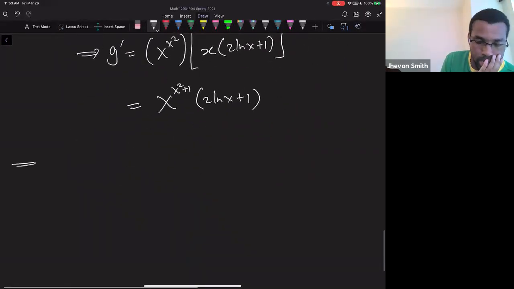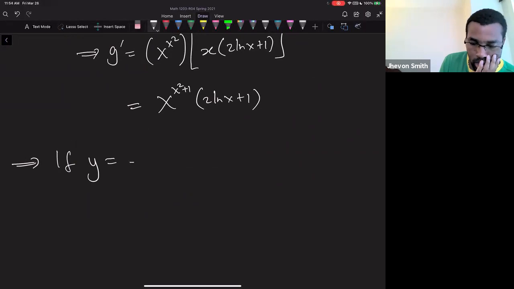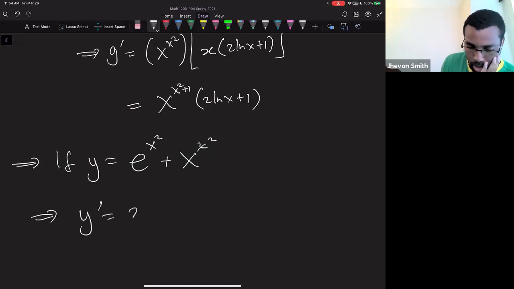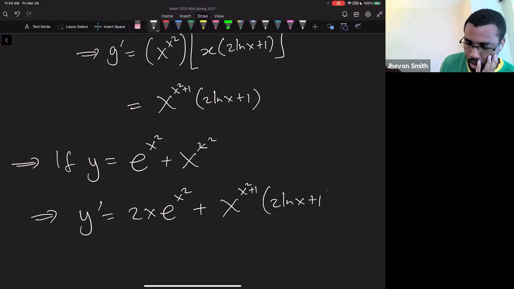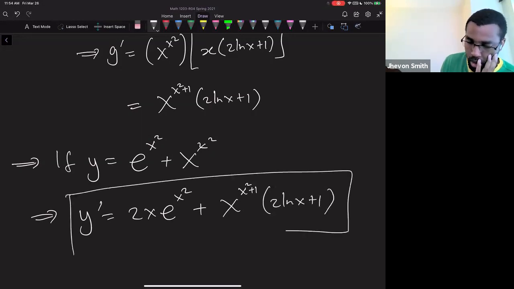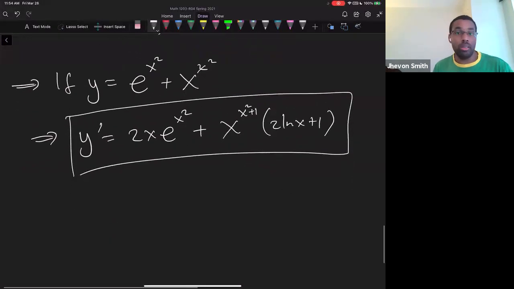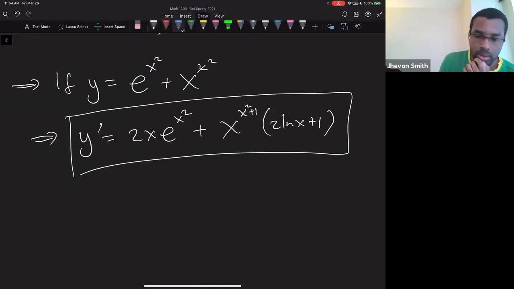So this means that if y equals e to the x squared plus x to the x squared, then my y prime is going to be 2x e to the x squared plus x to the x squared plus 1, times 2 ln x plus 1. Via log differentiation only on the second term. I didn't need it for the first term, but I could just separate this.